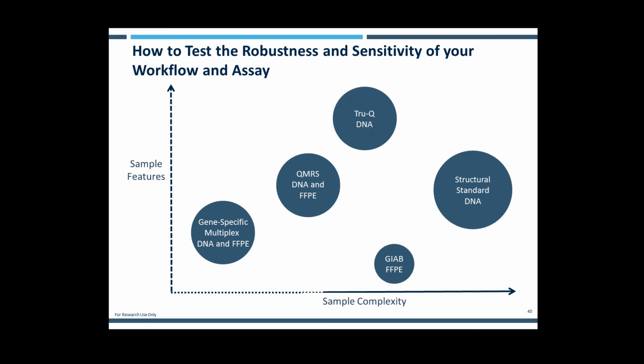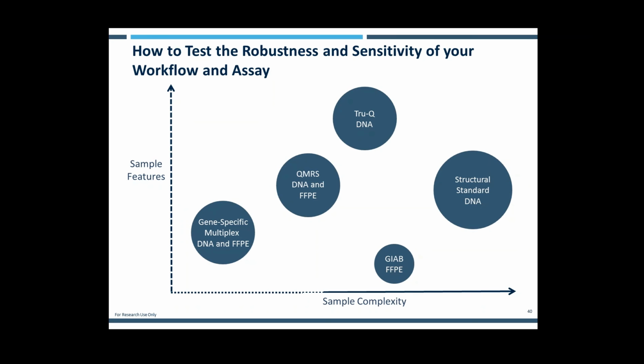The product we've talked a lot about is the quantitative multiplex reference standard, which is the circle second from the left, labeled QMRS. That's got a good mix of complexity with the EGFR deletion. We've got some known frame shifts within the cell lines that are sometimes useful for testing the complexity of the next generation sequencing workflow.